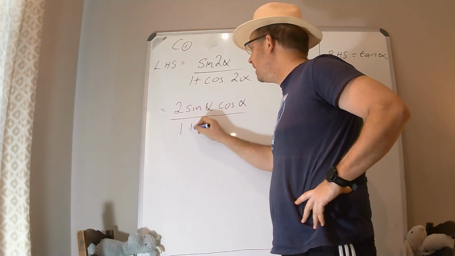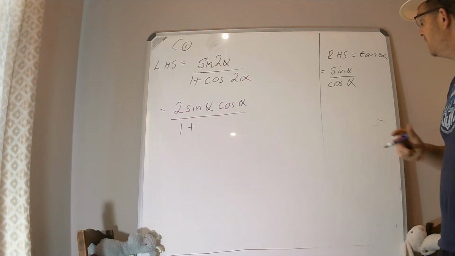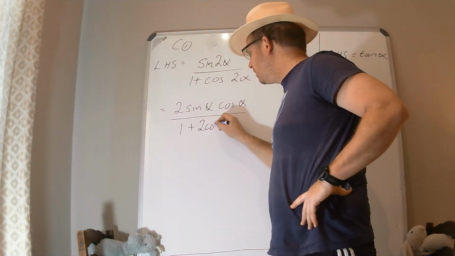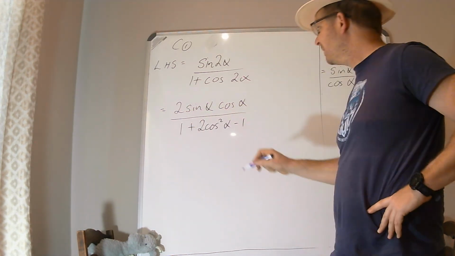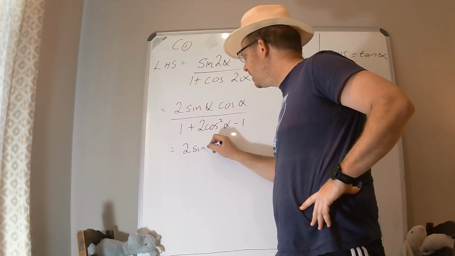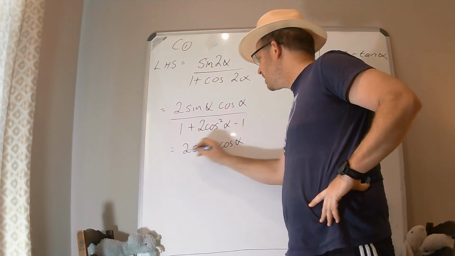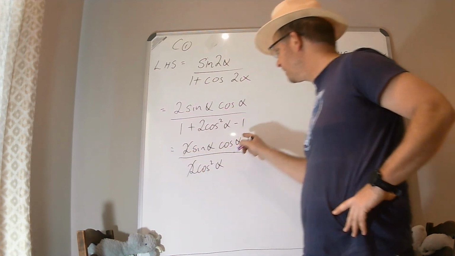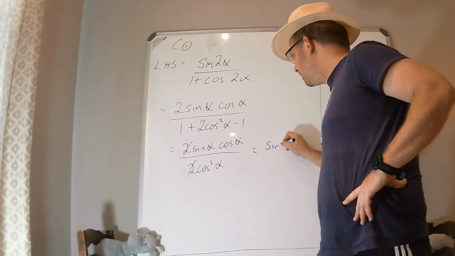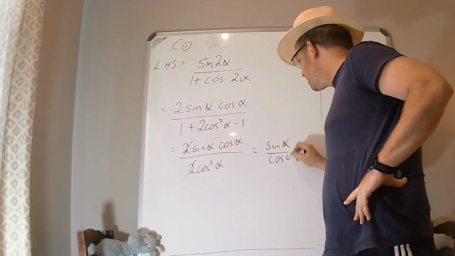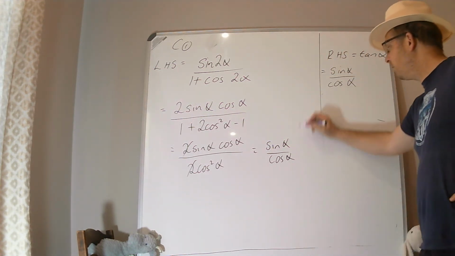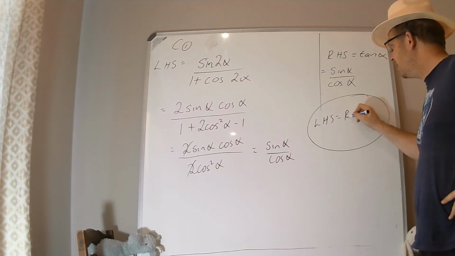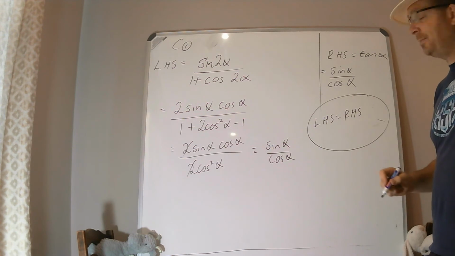And now, let's go back to Kwakwa. Cos 2 alpha, what are you going to make that? Well, I've got cos at the bottom here, I want to keep cos at the bottom, so let's go for 2 cos squared alpha minus 1. So I'm left with, simplified, 2 sine alpha cos alpha over 2 cos squared alpha. Then the 2's cancel, cos alpha will cancel with that one, so I end up with sine alpha over cos alpha. Therefore, they have successfully proved that the left-hand side is equal to the right-hand side.